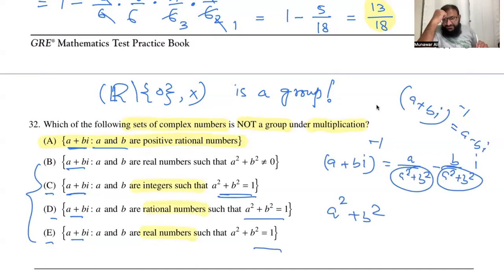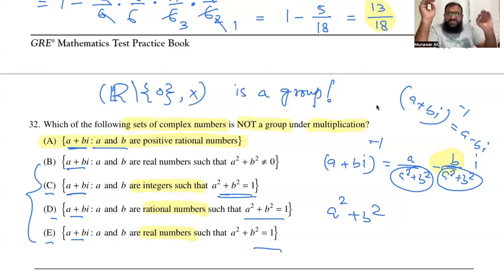So it's not a group. There is another problem which you can see in the inverse: we have negative b. If b is a positive rational number, then negative b is a negative rational number, which does not belong to the same set that we have. Hence, it is not a group.